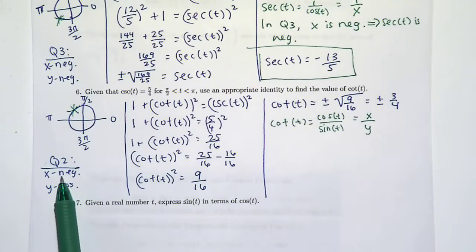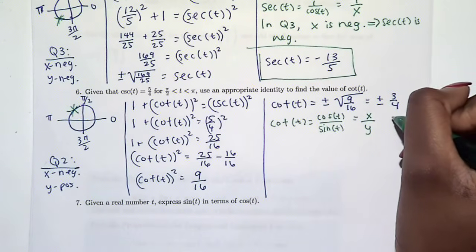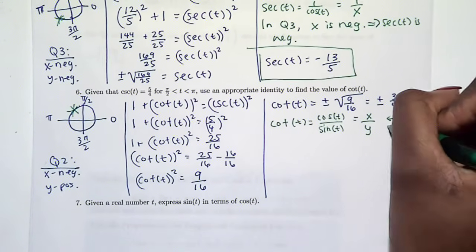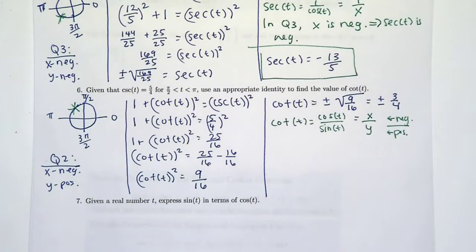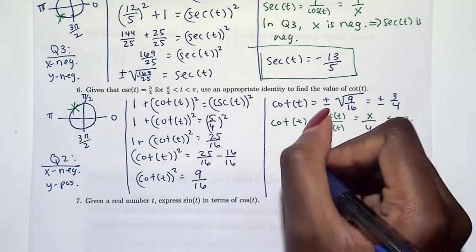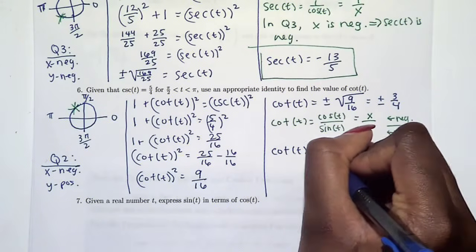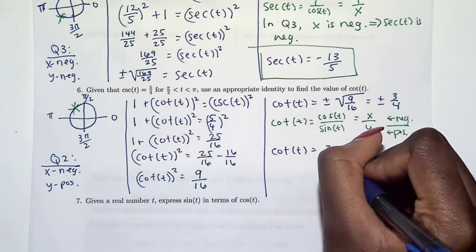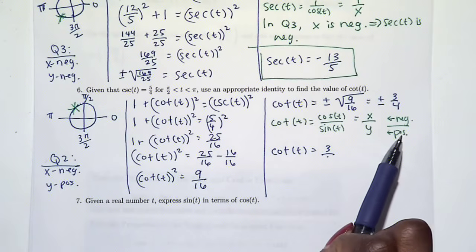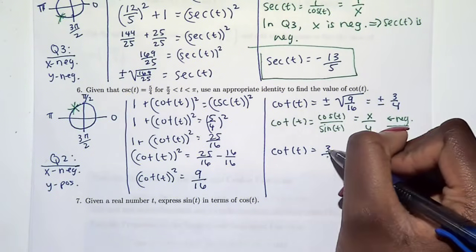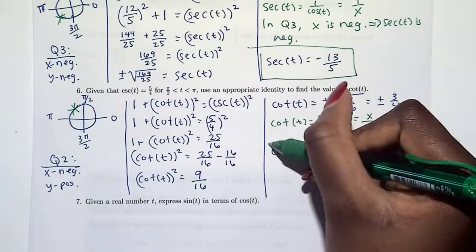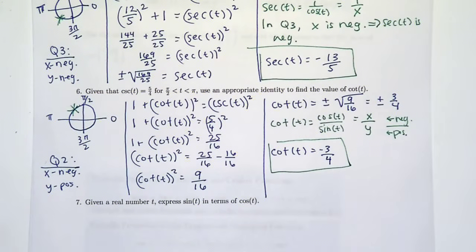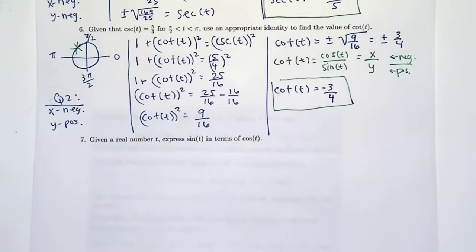Well, what do we know? In quadrant 2, x is negative and y is positive. And negative divided by positive is positive. So that means cotangent of t is going to be positive. Oh, sorry, did I say positive? Negative divided by positive is negative. So cotangent of t is negative 3 over 4.